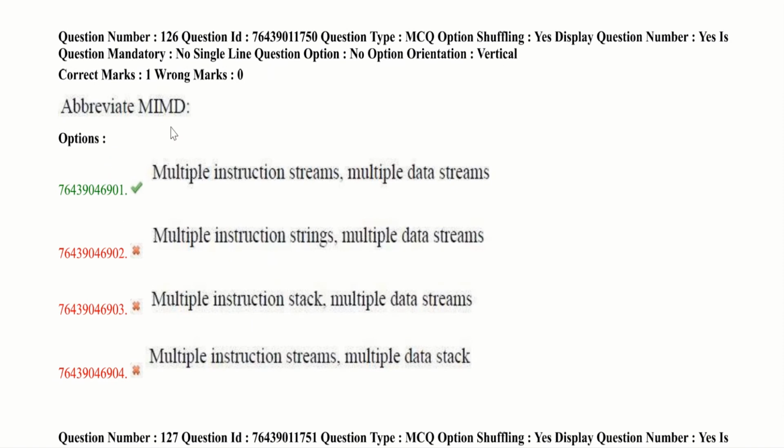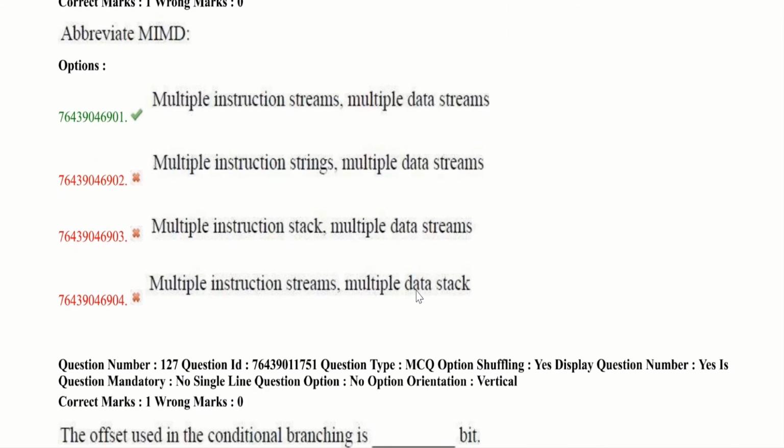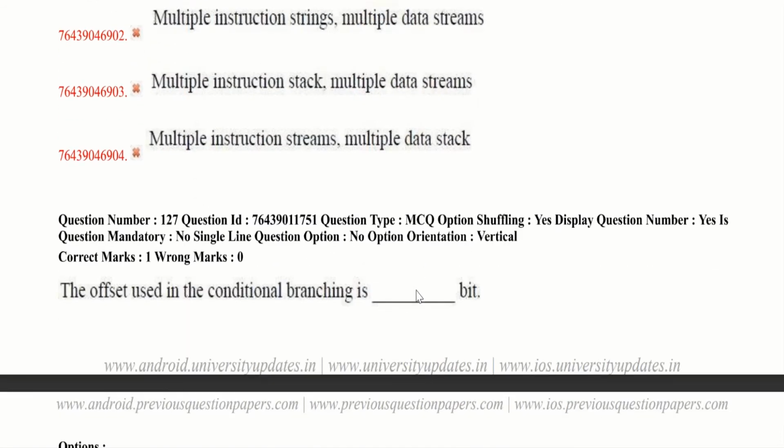Abbreviation of MIMD. MIMD means multiple instruction streams, multiple data streams. As I said, abbreviations are very important. We got a question in that also. So make a note of all abbreviations on a paper for easy recapitulation. Now let's move to another question.